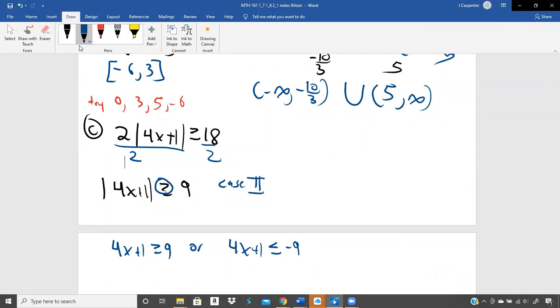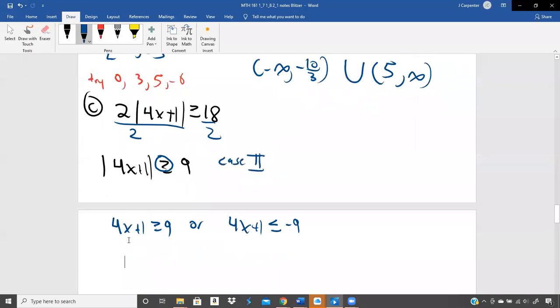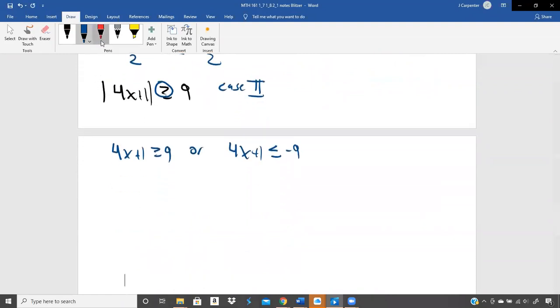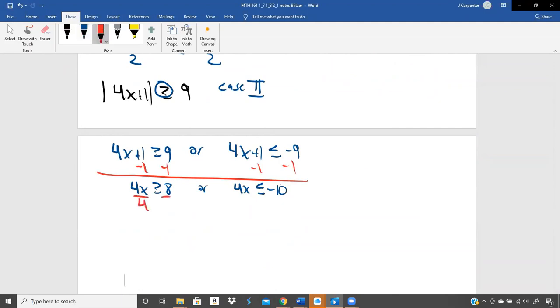And I'm going to show you how I avoid thinking this is a compound inequality afterwards. Couple more lines of work. Nope. That made no sense, right? You saw that happen. Subtract 1 on both sides of both inequalities, and we'll get 4x is greater than or equal to 8, or 4x is less than or equal to negative 10. Divide both sides by 4, both of these, and we get x is bigger than or equal to 2, or x is less than or equal to negative 5 halves when you reduce your fraction.